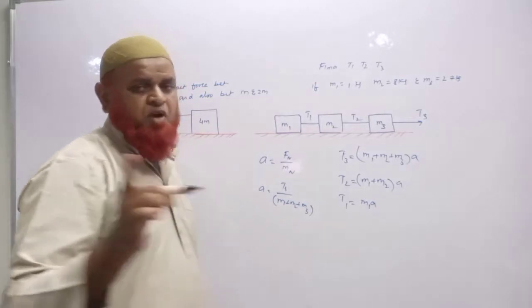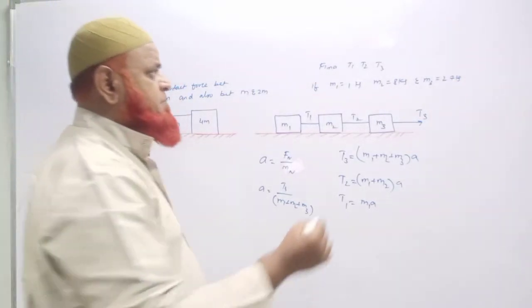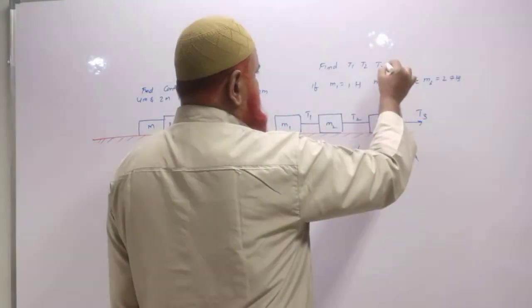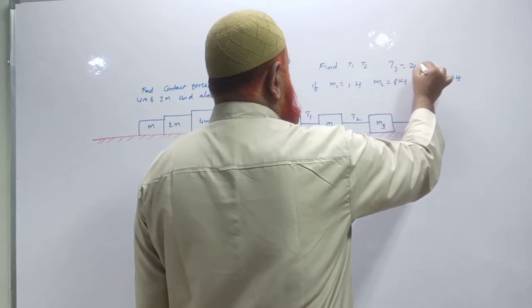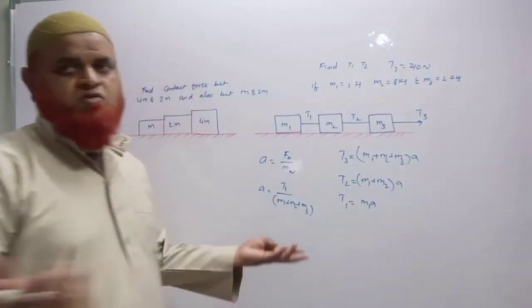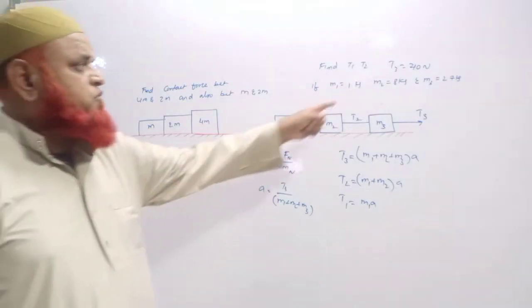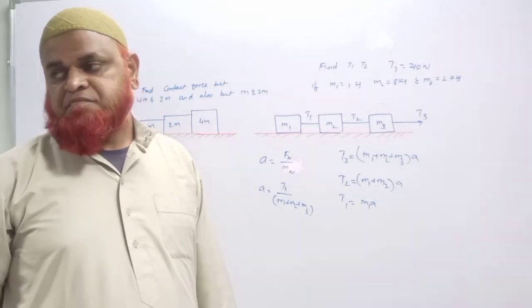Okay. So in the problem I think T3 will be given. For example, find T1, T2 but T3 will be given here. T3 is equal to, let us imagine, 40 newtons. If it is given, then only you can find out. Otherwise you cannot find out. He might have given T3. Otherwise you can't find out.